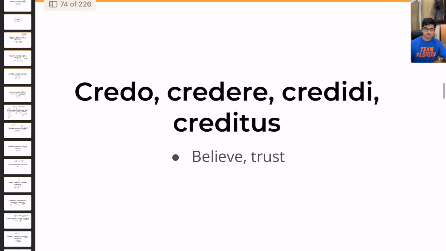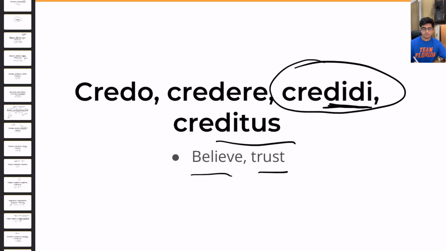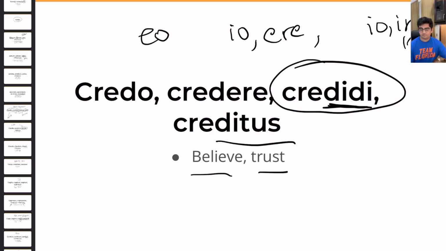Then we have credo, credere, credidi, creditus. That means to believe or trust. Focus on that third principal part. Look how it's a little different. And again, that makes it third conjugation. Remember, an EO verb is usually second conjugation. And then an IO verb with an ERE is a third IO. And then an IO verb with an IRE is fourth conjugation. And then this is credo with a short E.